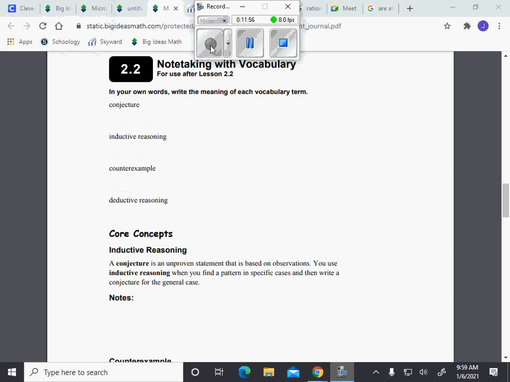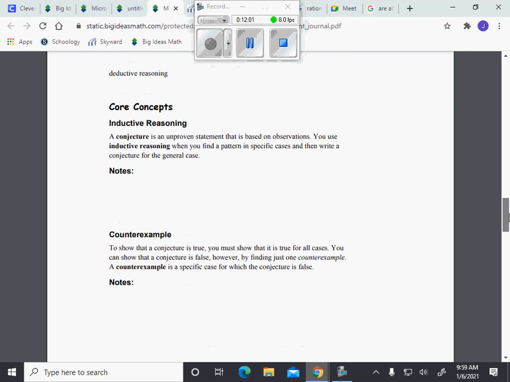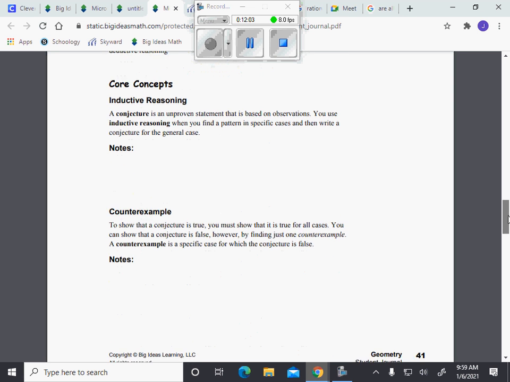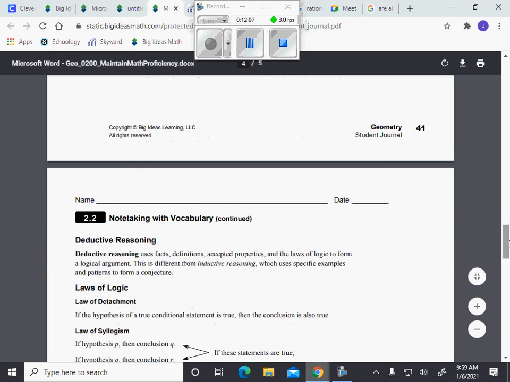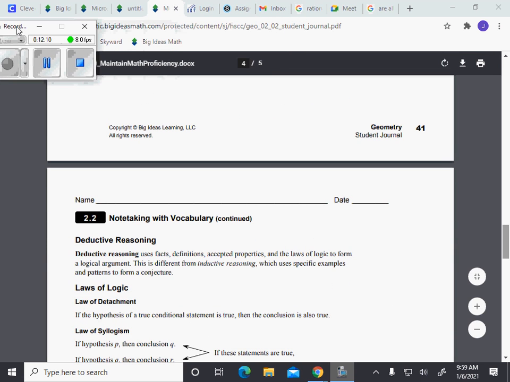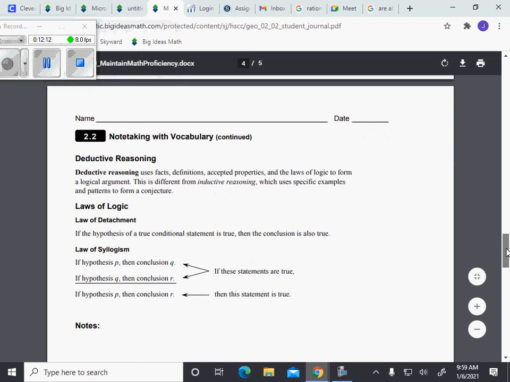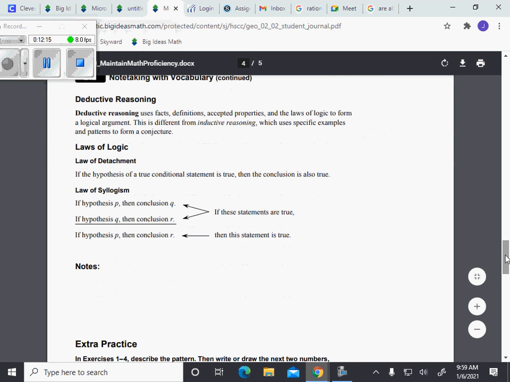Alright, after our definitions, we have a few readings that might be okay. Inductive reasoning, we kind of went through that. Counterexample, talked about it. Let me move this out of the way. Down here, this is very important to look at. Law of detachment. If the hypothesis of a conditional statement is true, then the conclusion is also true. Okay, just know that. We're going to be looking at an example of law of detachment here in a little bit.